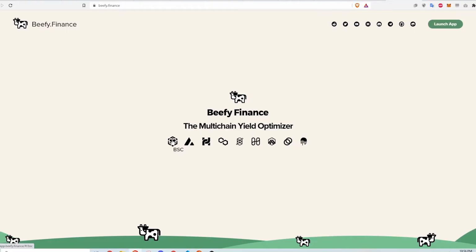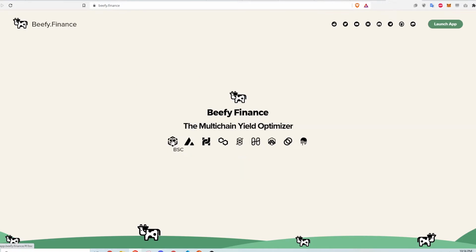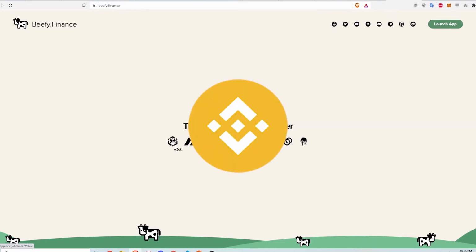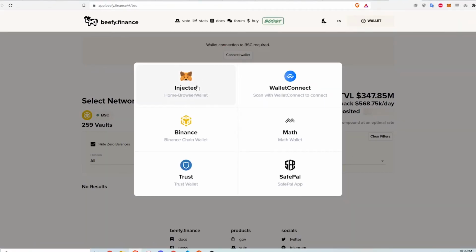Prior to staking on Beefy Finance, there are just a couple of things that are needed. One, a MetaMask or Trust Wallet account with the extension installed on the browser. And two, some amount of BNB coins already deposited in the wallet. BNB coins work on the Binance Smart Chain, so I'm going to select BSC as the network. Here I'm connecting my MetaMask wallet with the Beefy Finance app.